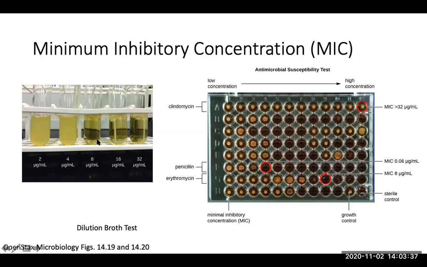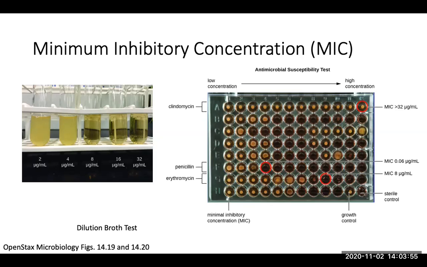And at 8, all of a sudden it's not cloudy. 16 is not cloudy and 32 is not cloudy. And so in this case, 8 micrograms per milliliter would be the minimum inhibitory concentration for this type of bacteria with this type of drug.